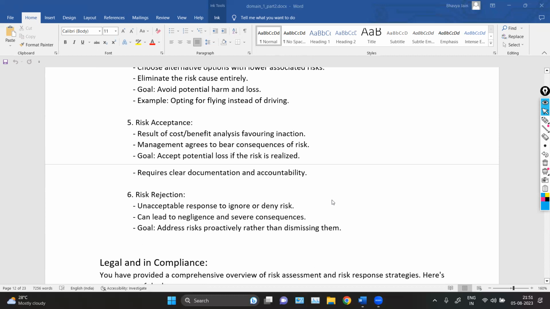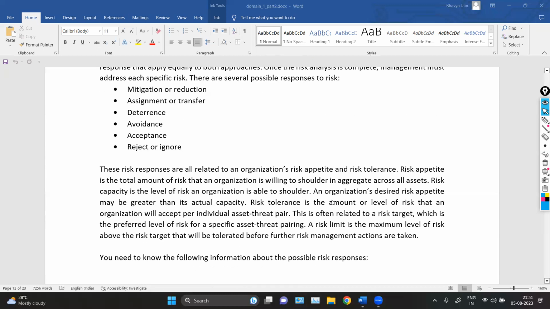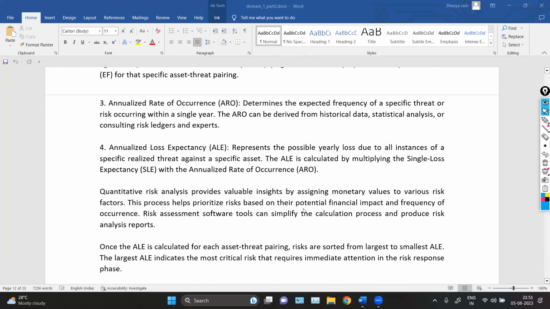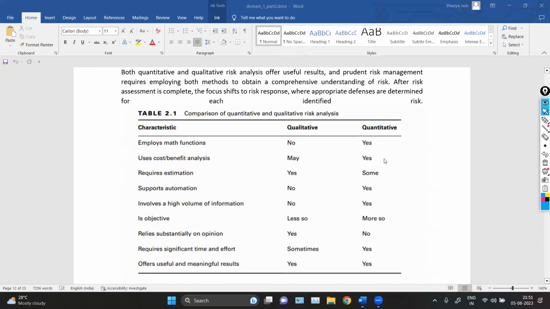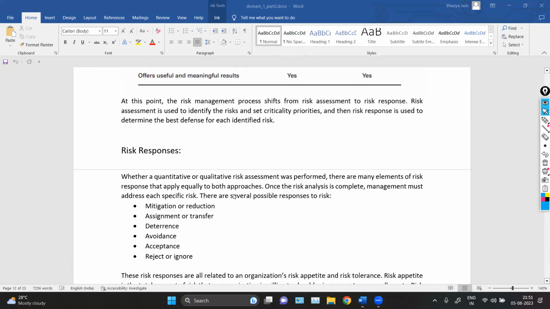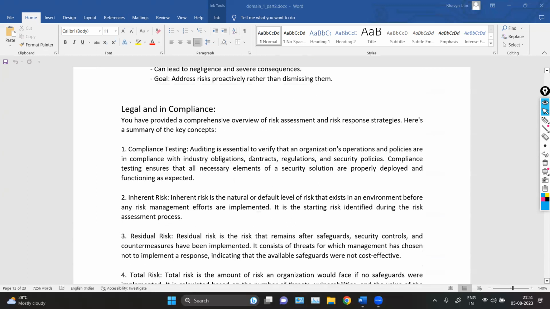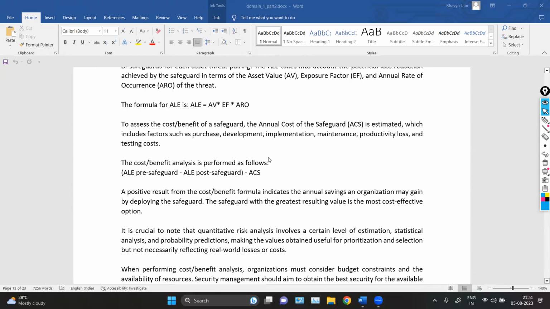So these are some risk responses, which are part of the exam. You have to read these and go through these. Is it clear this much? It is like a CISSP document, so we have much more apart from risk management, like legal and compliance. These are not part of the exam.